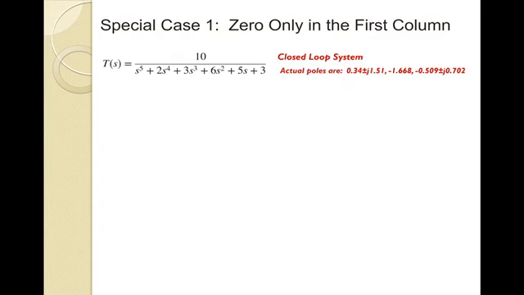Now I want to talk about a special case. The first case is going through the Routh table, and what if I end up with a 0 in the first column? Here is our closed loop transfer function, T of S. What I did is I went ahead and calculated this ahead of time. This is a 5th order system, so the actual poles are right here.